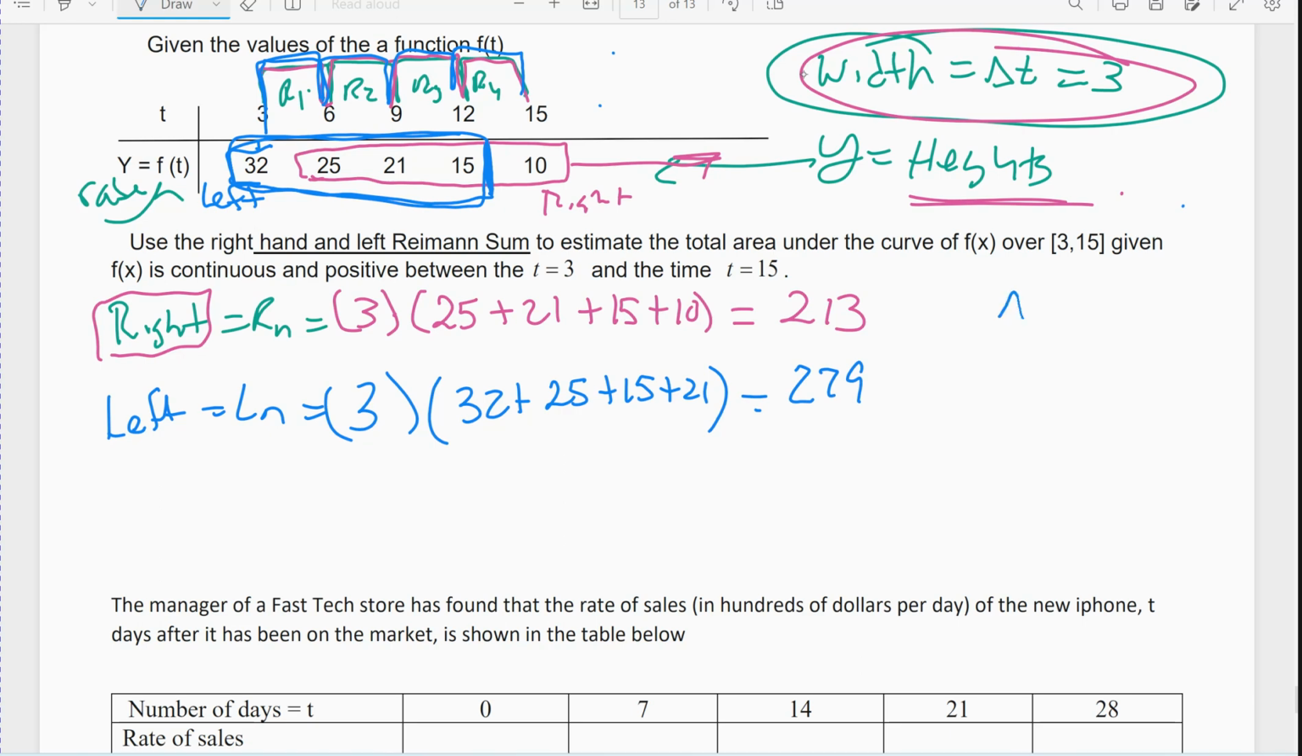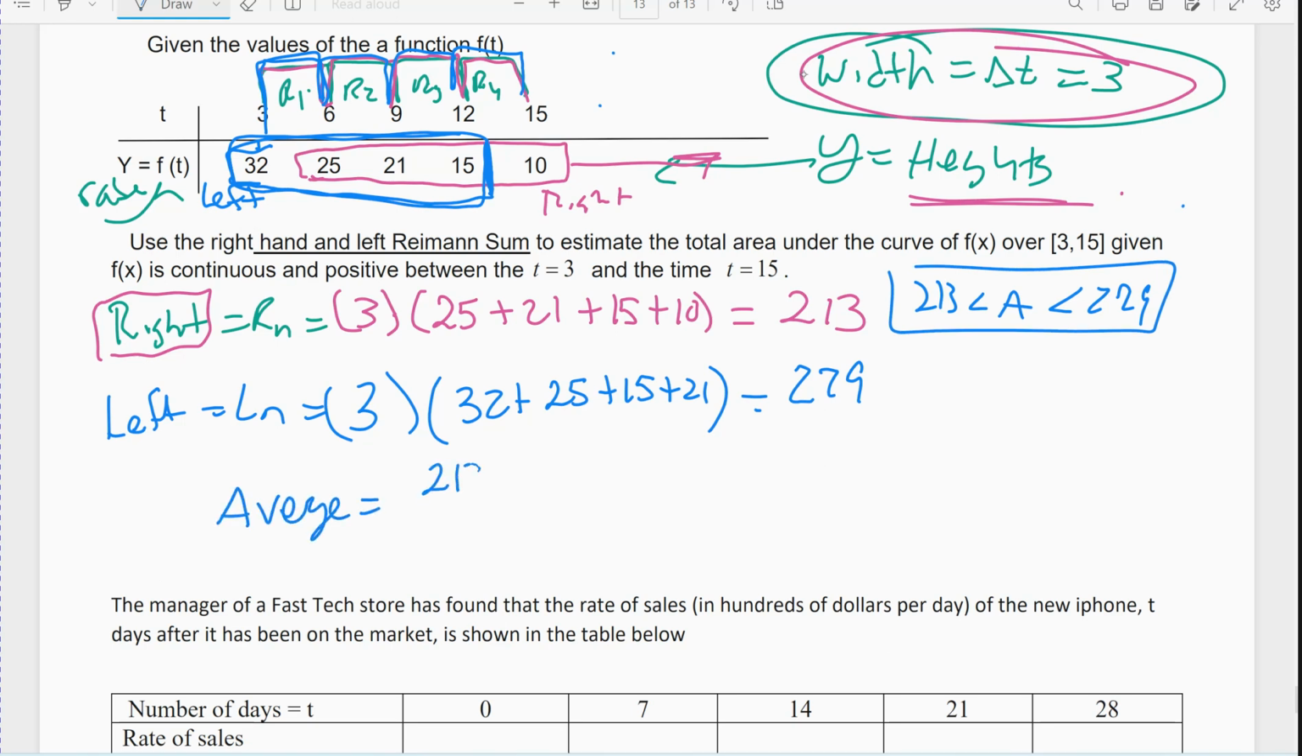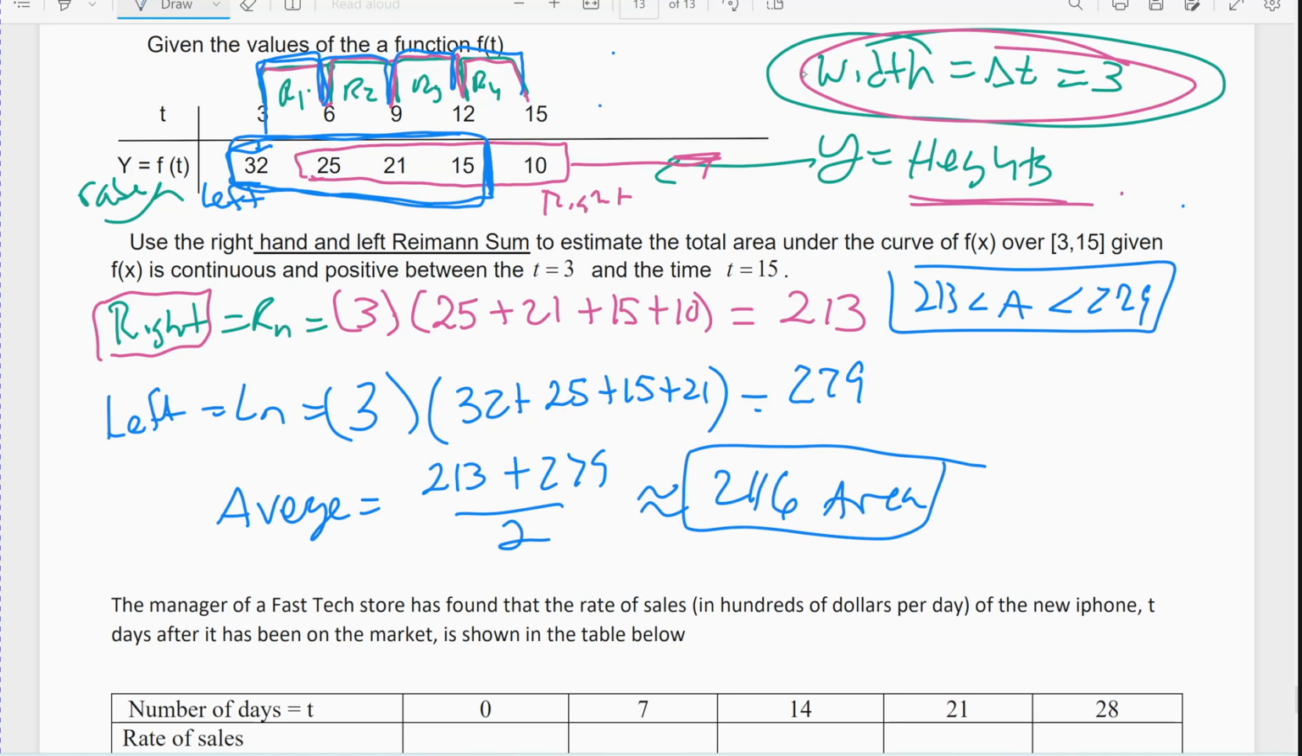So the actual area should be less than 279, greater than 213. So it's between those two values. And so what we usually do is we usually find the average. So you take your 213, 279, divide by 2, and the average is about 246, would be the approximate area. So for this particular application, between 3 and 15, the area is about 246, whatever that would mean in this application. Again, I didn't give any meaning, we were just practicing it.